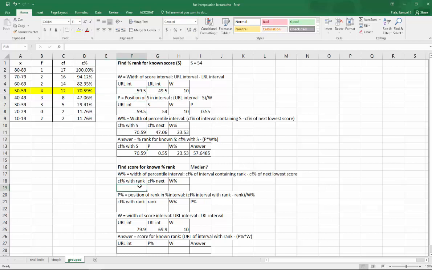Oops, sorry, down here. The cumulative frequency where we're looking at again is 70.59. The next lowest is 47.06. So W is simply equal to first one minus second one. We just said that the one that has the rank we're looking for is this 70.59. The rank we're looking for is 50. The W we calculated is 23.53. So P is equal to, parentheses, first thing minus the second thing, close parentheses, divided by the third thing. Okay, so it's fairly high up in that interval, right? So it's going to be closer to 59 than it is to 50 probably, right?